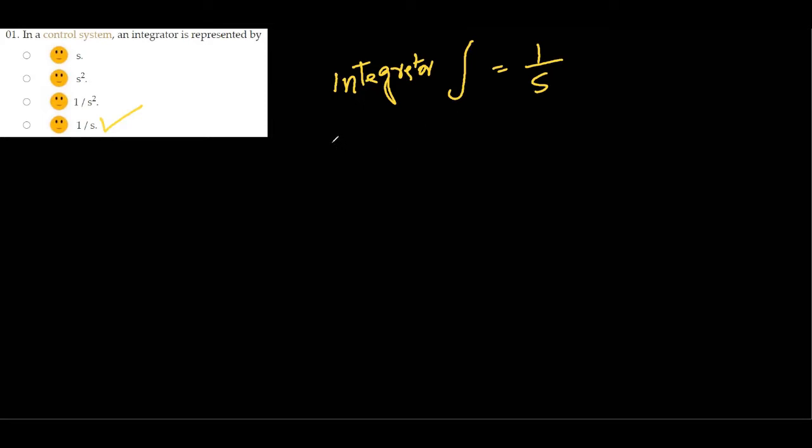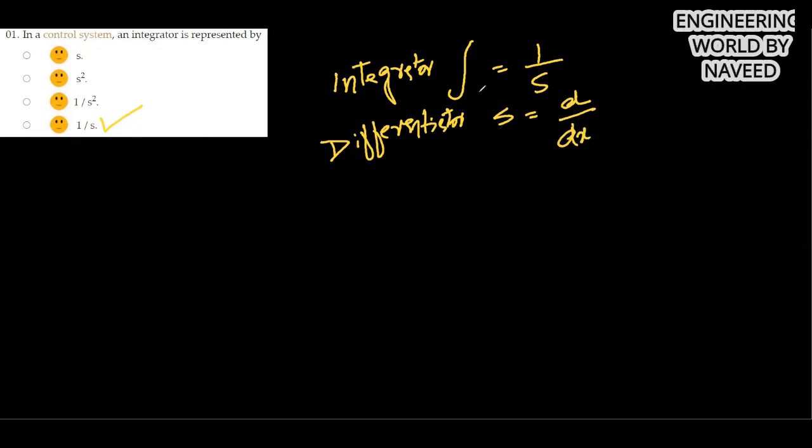Okay, so the differentiator will be represented by S, and S will be equal to d divided by dx or dt. So the correct option will be option D.